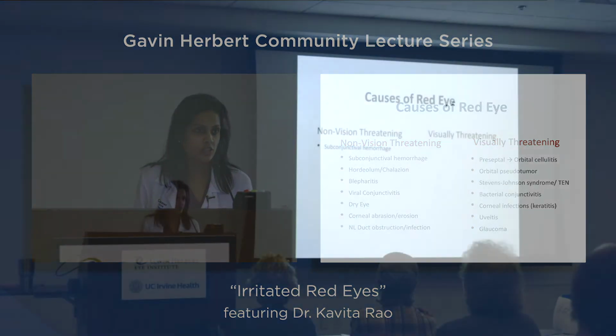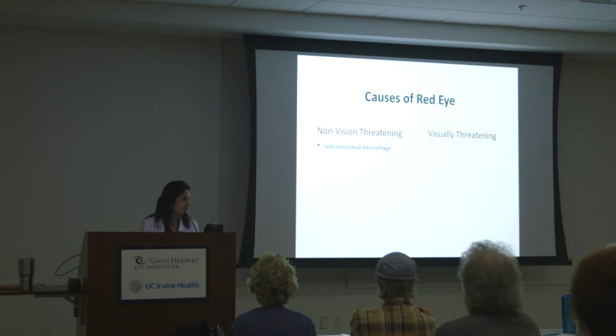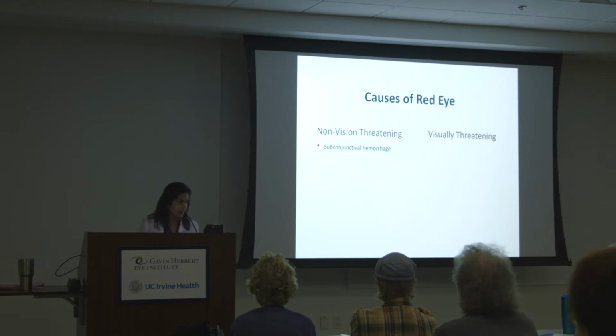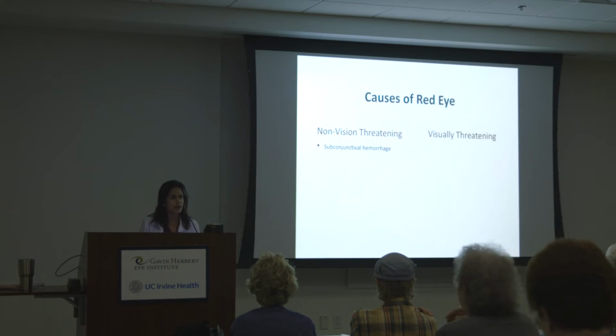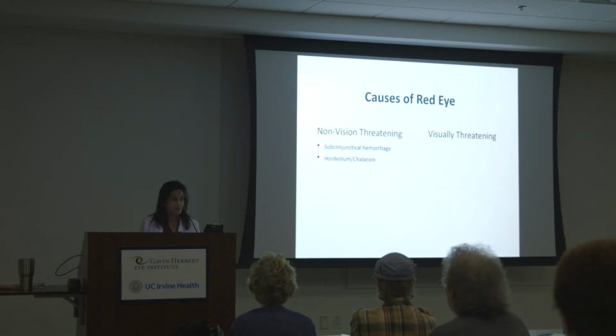So subconjunctival hemorrhage, you might have seen this or you might have had one when people cough really hard. If they're straining, they get blood in the white part of their eye. It goes away, it's just like a bruise on the skin. Once it goes away, it has no effect on the vision. It's usually harmless. It just looks really bad, but it doesn't harm the eye.